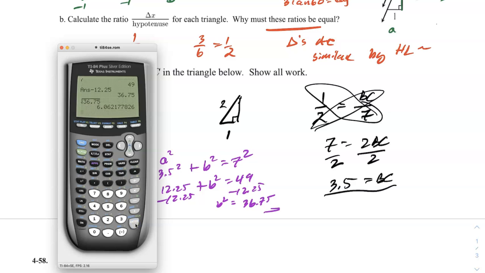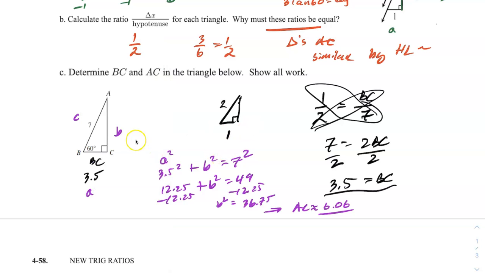0.06. So AC is about 6.06, like that, right? So that's how I found AC and BC. BC we just went from, since we know they're similar, any triangle with a 60 degree angle is similar, so if that's 7, the ratio of leg over hypotenuse is 1/2.